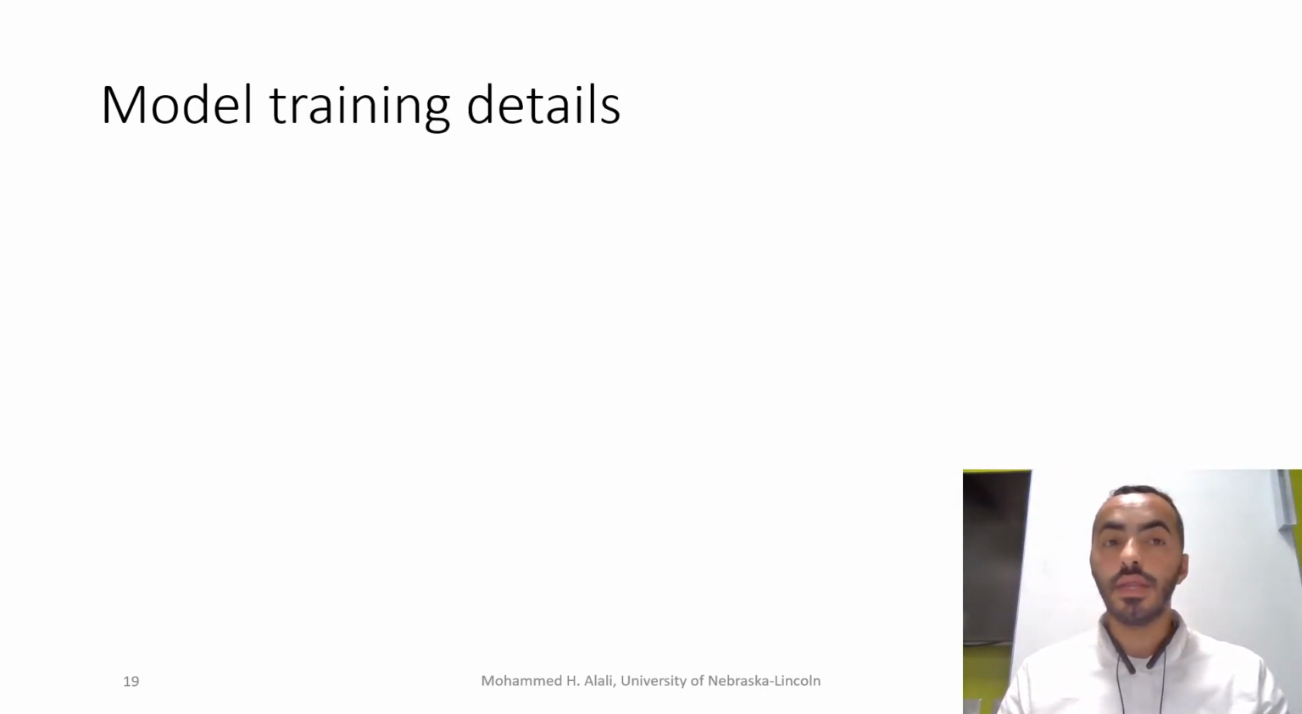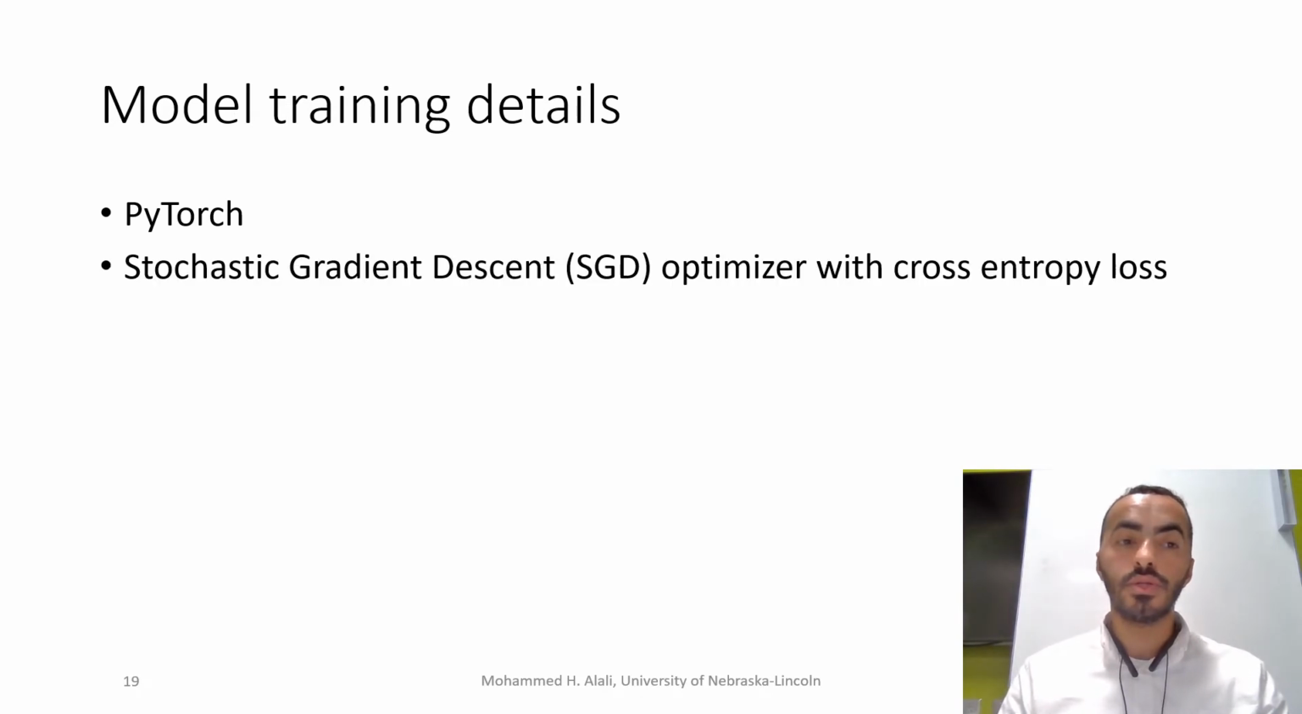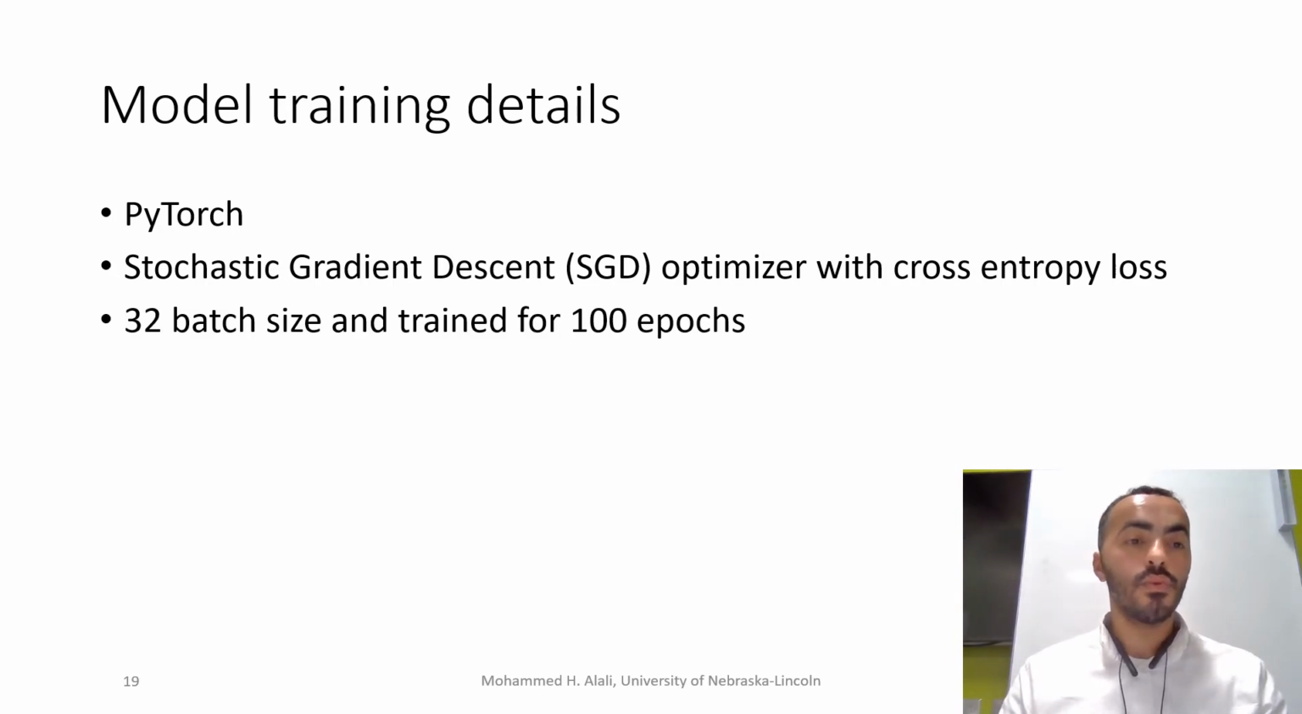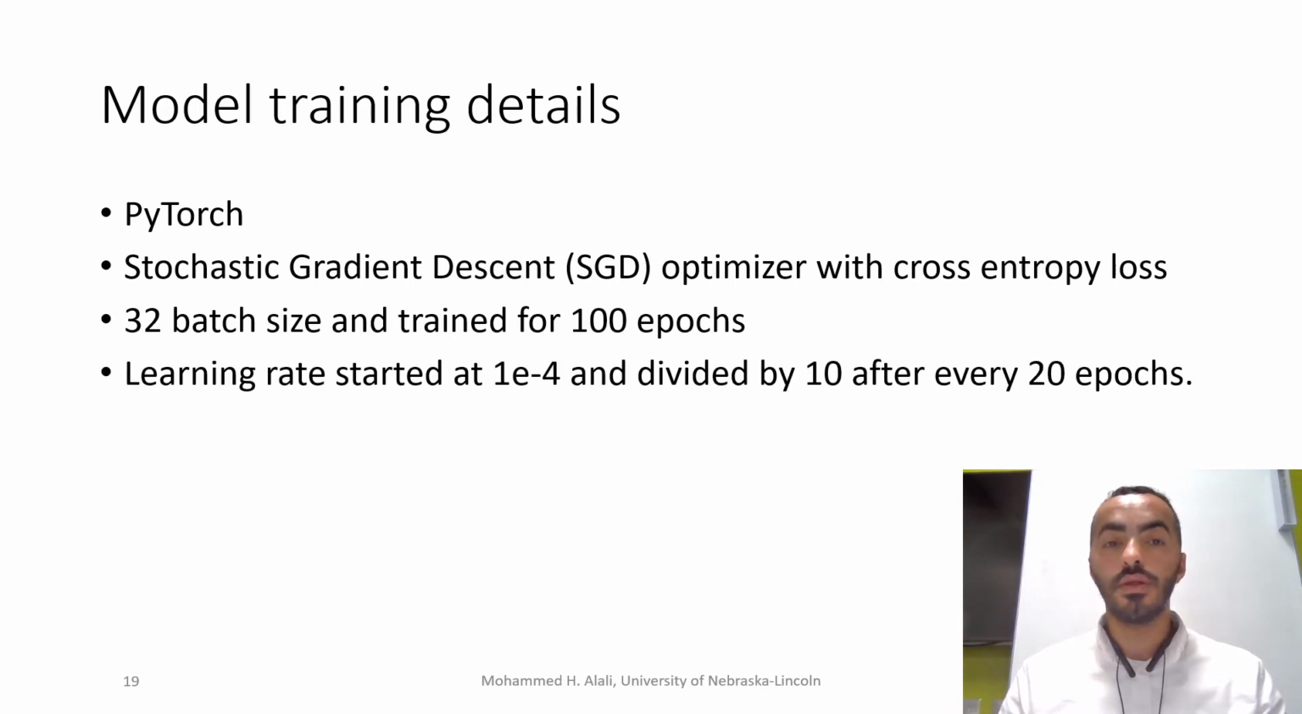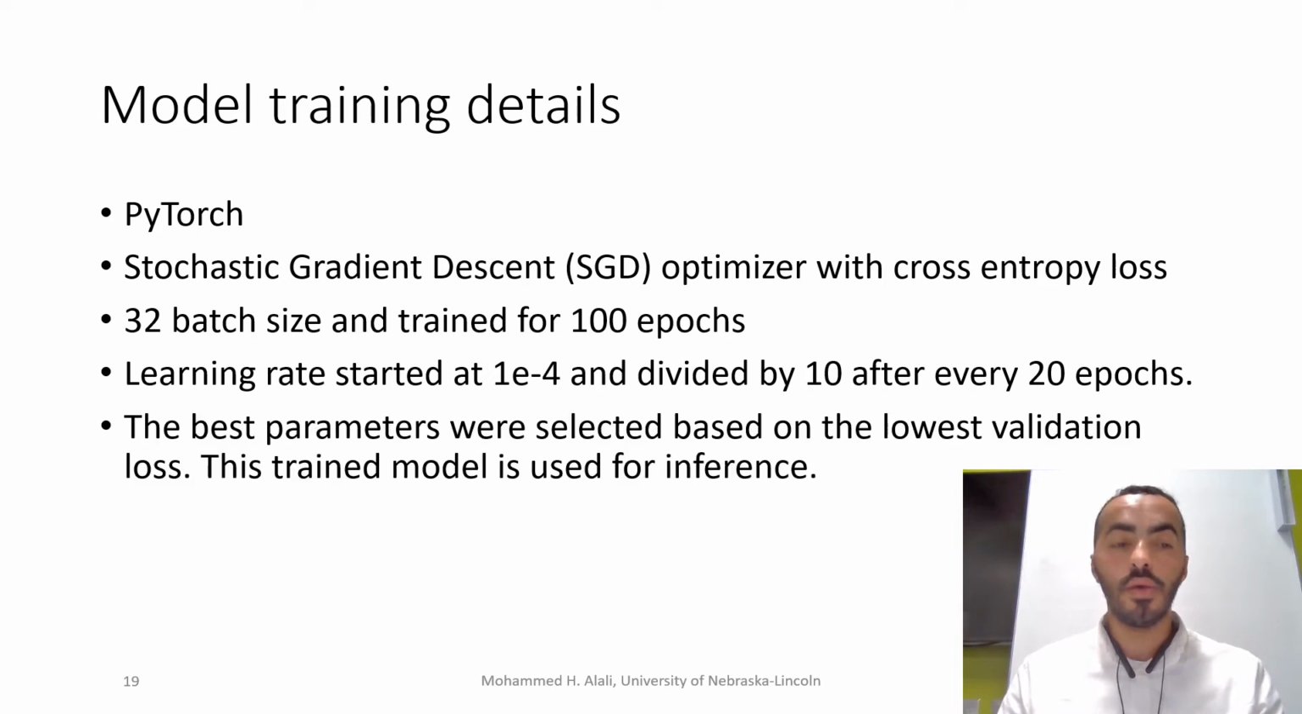How we performed the training. Training was performed using PyTorch. We used the SGD optimizer with cross entropy loss. We used a batch size of 32, and we trained for 100 epochs. We started with this learning rate, and it is divided by 10 every 20 epochs. We took the best parameters based on the lowest validation loss, and this trained model with the best parameters was used for inference.